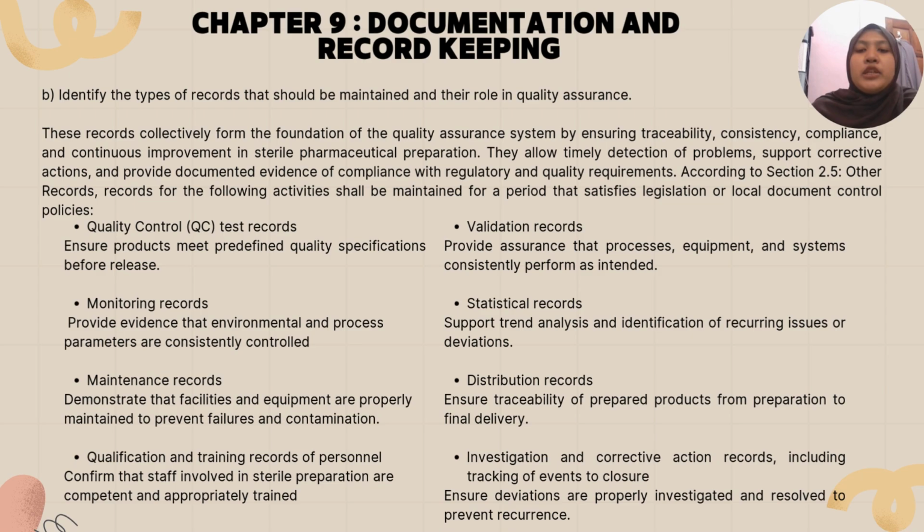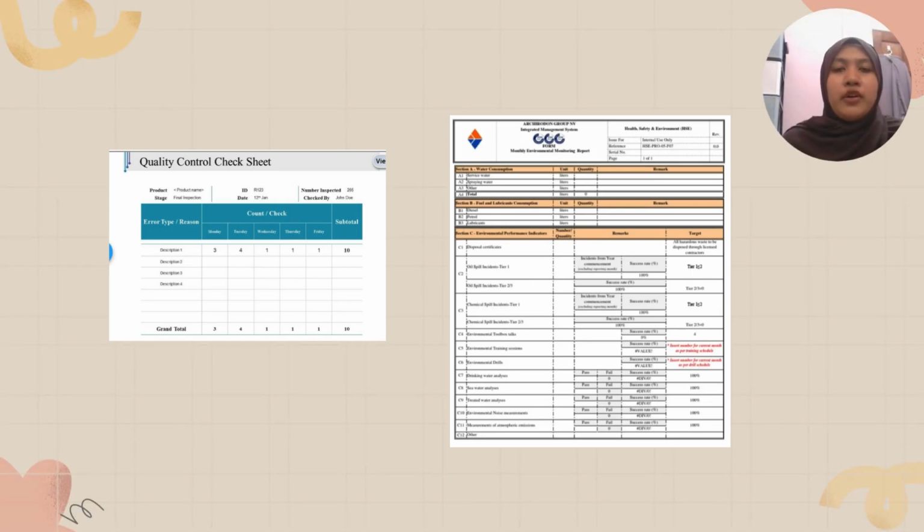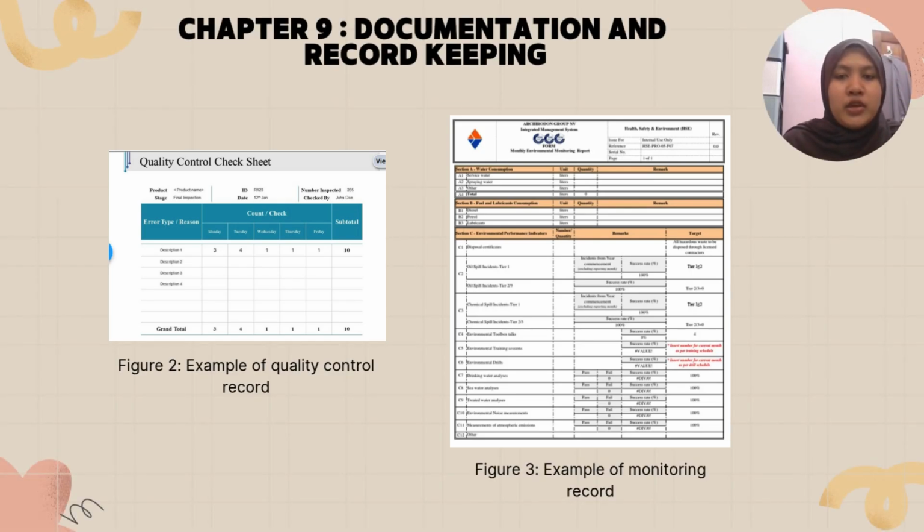Seven is distribution records. It ensures traceability of prepared product from preparation to final delivery. Lastly is investigation and corrective action record, including tracking of events to closure. It ensures deviations are properly investigated and resolved to prevent recurrence. In this slide, I show you some examples. First, we can see an example of quality control record, and second, we can see an example of monitoring record.